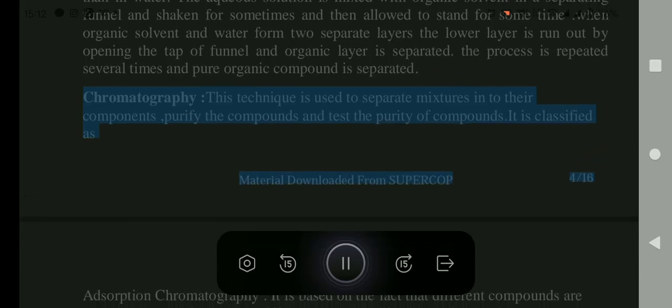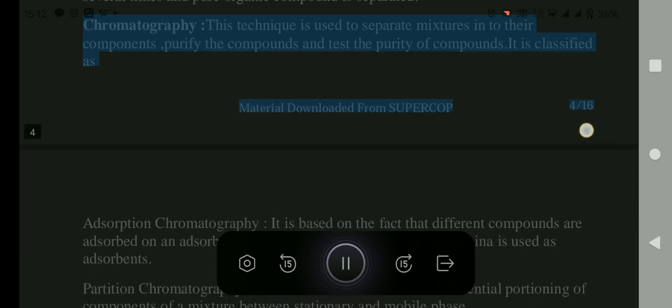It is classified as material downloaded from SUPERCOP 4/16.